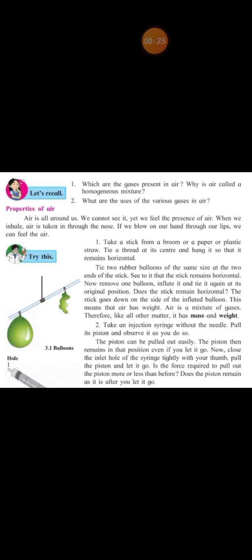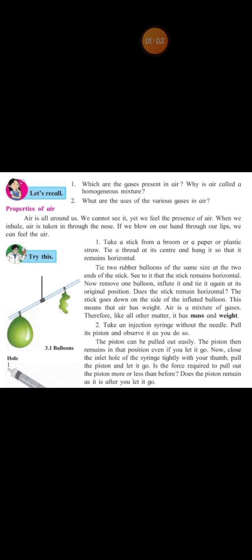Which are the gases present in our air, children? Yes, nitrogen, oxygen, carbon dioxide, some inert gases, right? Why is air called a homogeneous mixture? Yes, because it contains several kinds of gases, right? And what are the uses of various gases in air? All this, children, you have learnt in our earlier standards, right?